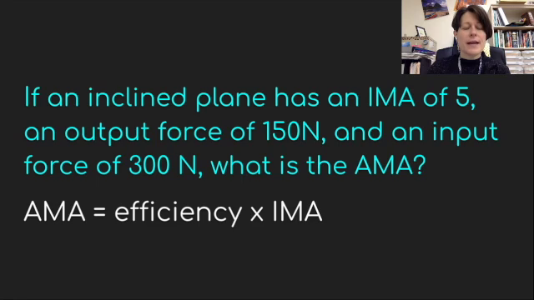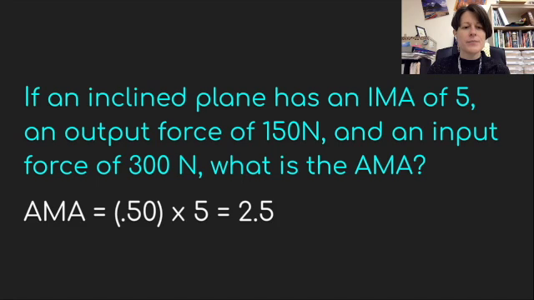Now we can find the actual mechanical advantage. To do this, we multiply efficiency times the ideal mechanical advantage. So 50% in what I call cents form, or dollar form, instead of cents form, times 5 equals 2.5. And remember that actual mechanical advantage is lower because of friction. That takes into account friction.